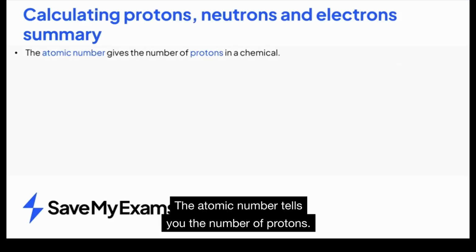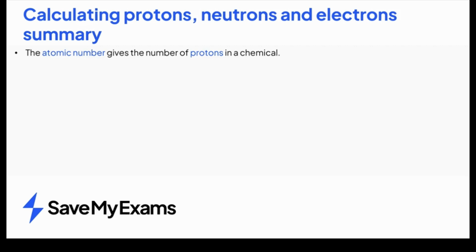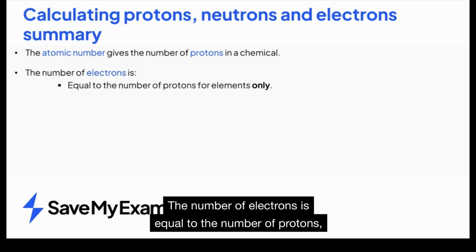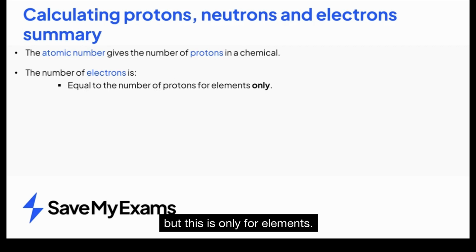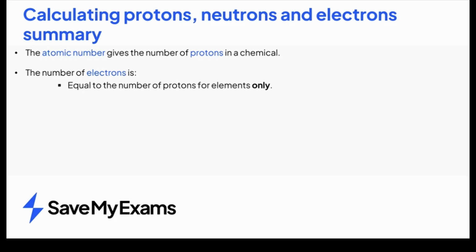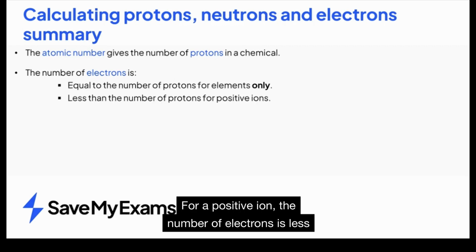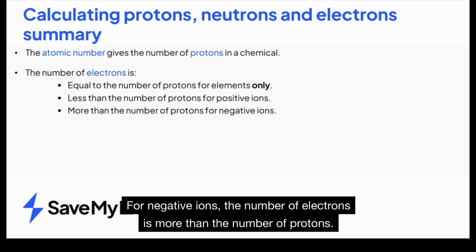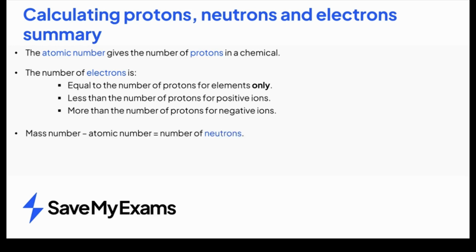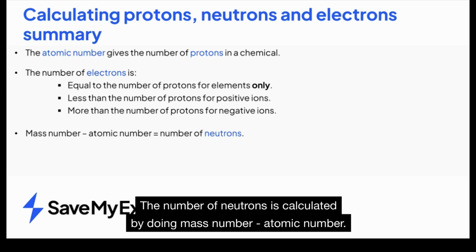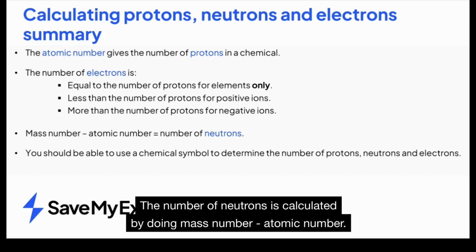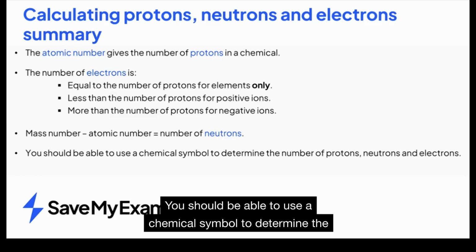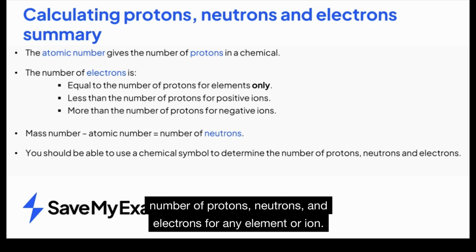The atomic number tells you the number of protons. The number of electrons is equal to the number of protons, but this is only for elements. For a positive ion, the number of electrons is less than the number of protons. For negative ions, the number of electrons is more than the number of protons. The number of neutrons is calculated by doing mass number minus atomic number. You should be able to use a chemical symbol to determine the number of protons, neutrons, and electrons for any element or ion.